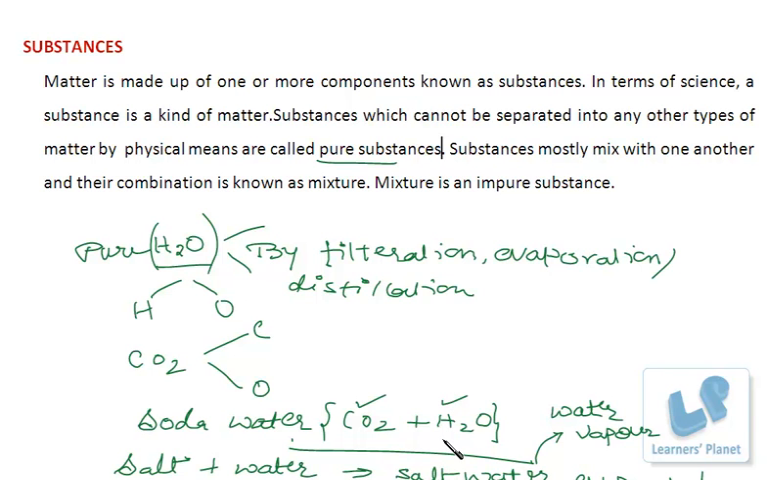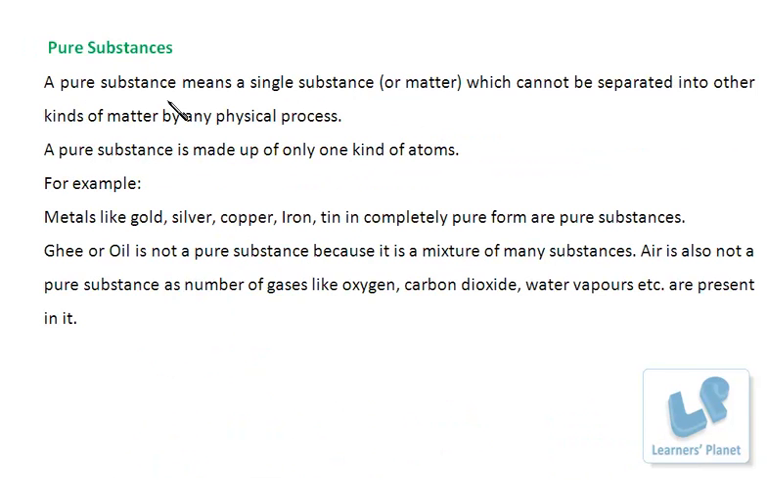Now let's first discuss pure substance and the examples of it. Pure substances. A pure substance means a single substance or matter which cannot be separated into other kinds of matter by any physical process. A pure substance is made up of only one kind of atom. Say for example, metals like gold, silver, copper, iron, tin in completely pure form are pure substances. Say if I am taking gold, gold is composed of a single type of atoms.